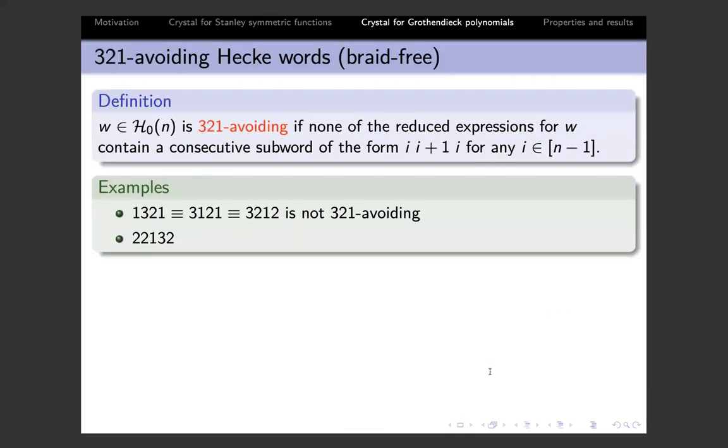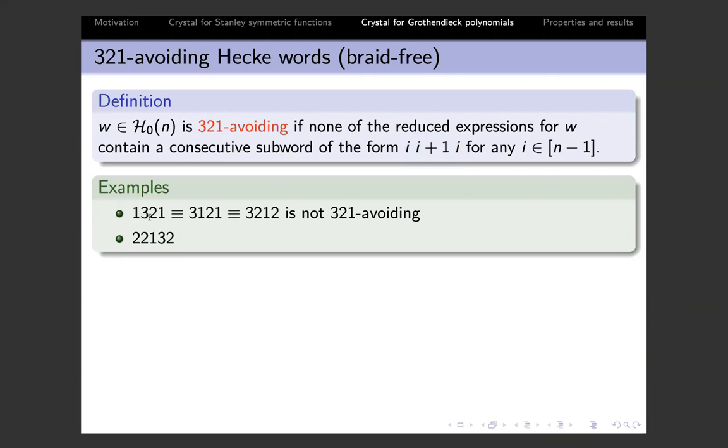Okay, and as I said, I'm only going to do that for what are called 3-to-1 avoiding words. So my W now should not contain any braids. If you look at any reduced expression for W, then it should not contain any word of the form i+1, i, i+1.